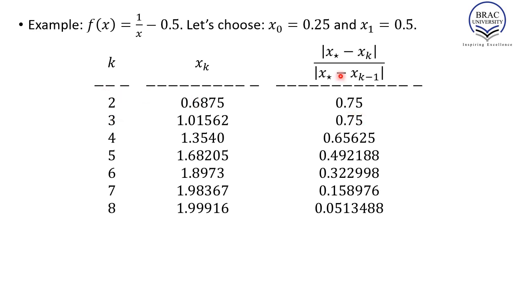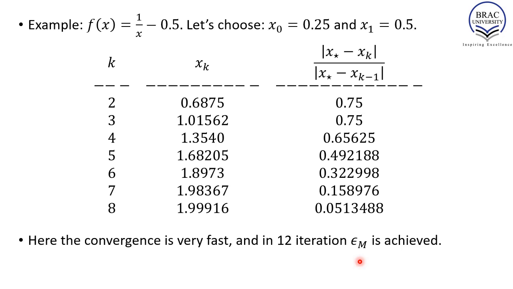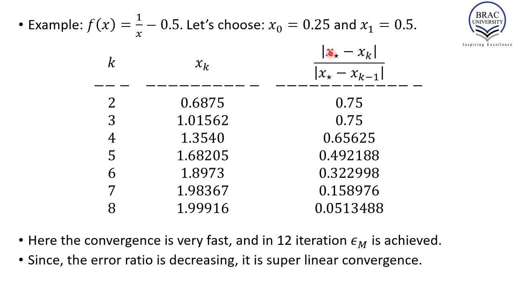Now if you continue this way, you can see that after each step I get an error, like 0.05134888. You can see it is decreasing very fast. Hence the convergence is very fast, and we need only 12 iterations to match the machine epsilon. Since the error is decreasing so quickly, this is superlinear convergence.